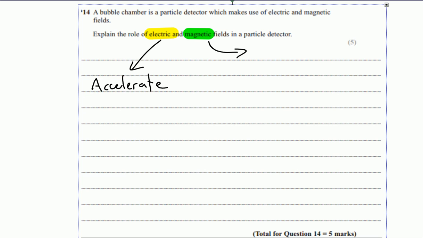What about the magnetic field? What's that there for? To deflect. Okay, so thinking about the electric field, what can it accelerate? What kind of things might we want to throw into our answer here? Definitely, we're going to want to say accelerate charged particles.